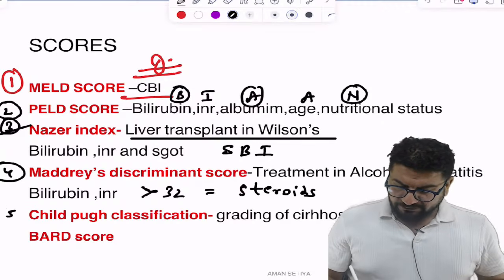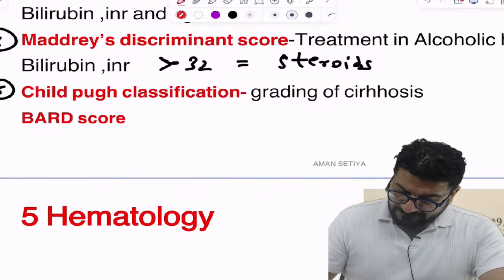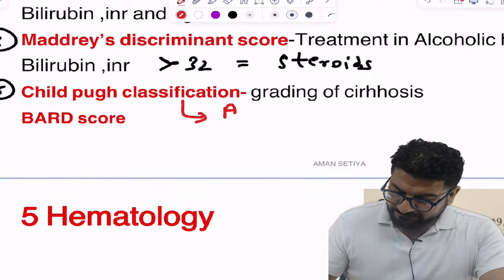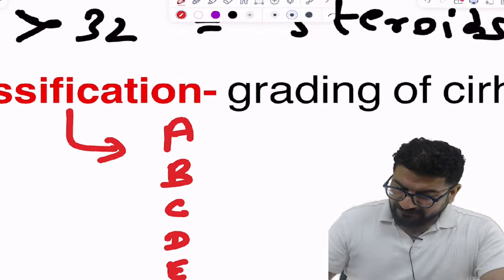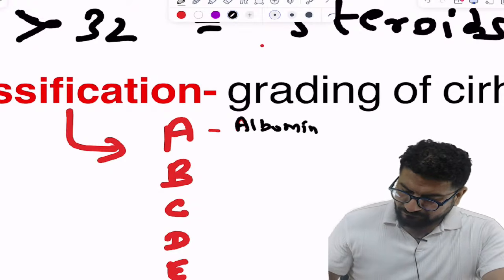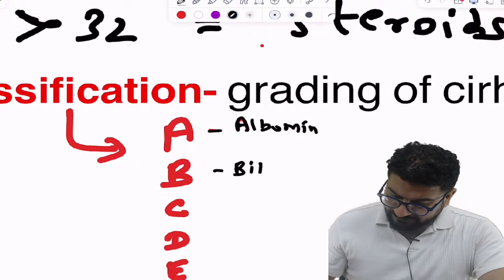Then we have Child Pugh. Child Pugh is for grading of cirrhosis. तो Child Pugh में क्या आएगा? In Child Pugh what we have? In Child Pugh we have ABCD. So ABCD means A for albumin, B for bilirubin. Yes, PDF will be shared.